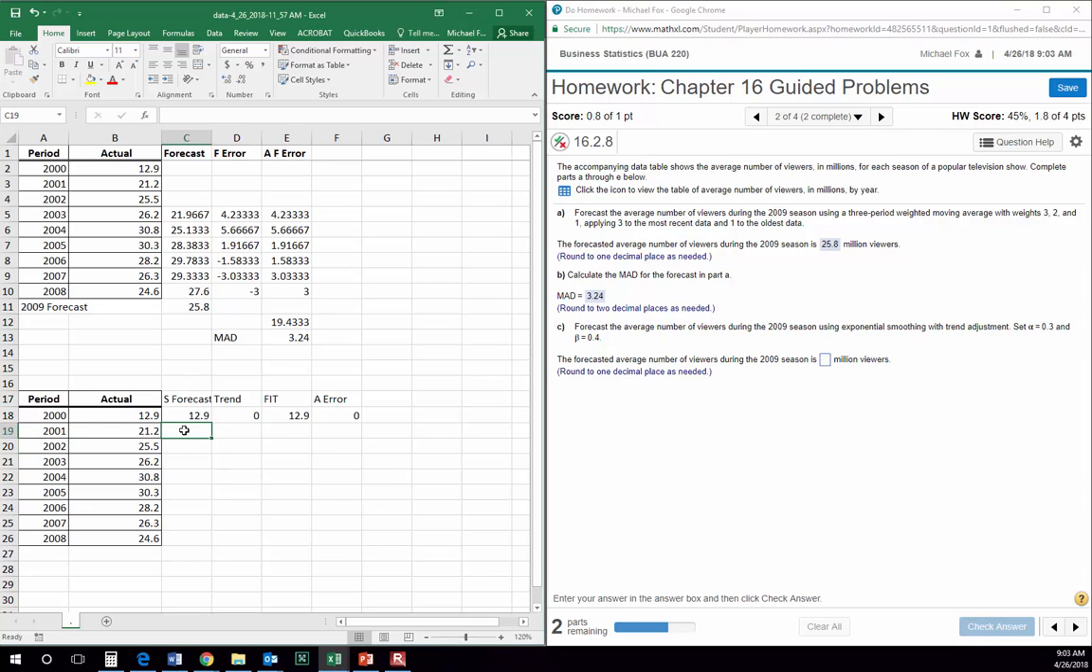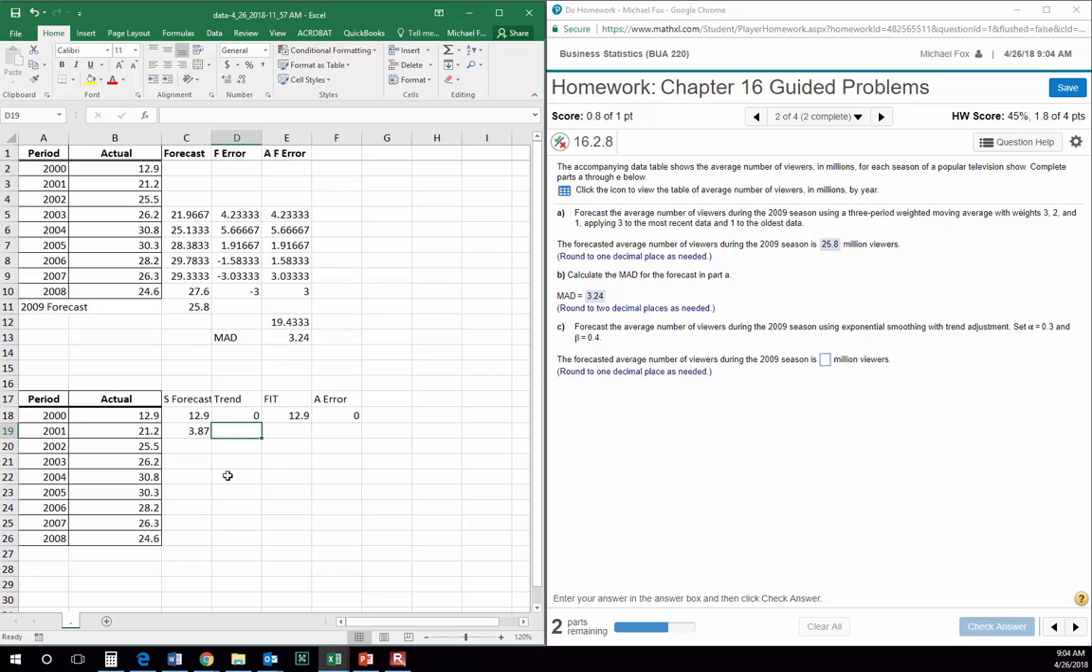So in our second year, we can do a smooth forecast, and the forecast, remember, with exponential smoothing equals our, in this case, it's our forecast with trend from the previous year plus the alpha that's given to us in the problem. In this problem, it is 0.3 times the actual from the previous period minus the FIT from the previous period. So that's our smoothed forecast for this period.